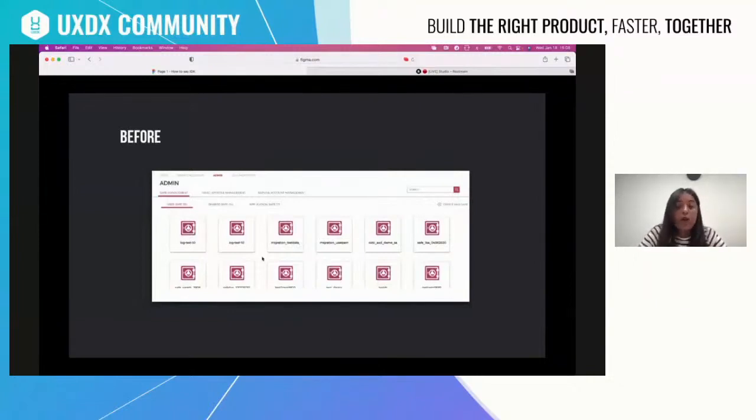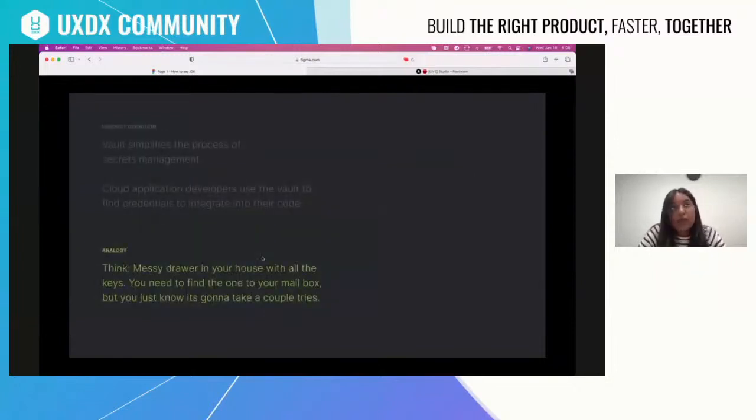And one really easy way that I found to map this logic back was using an example. Think messy drawer in your house, right? And you're trying to find a mailbox key. When you're opening the drawer, there are so many keys in there that it's going to take you at least a few tries before you find the right one. That's kind of what was happening with the developers.